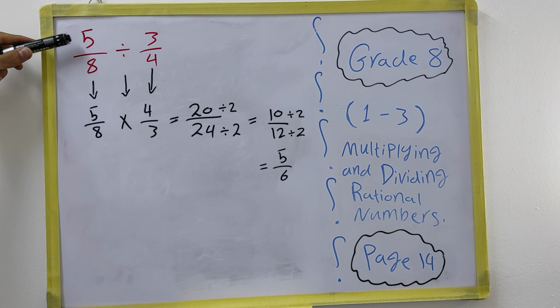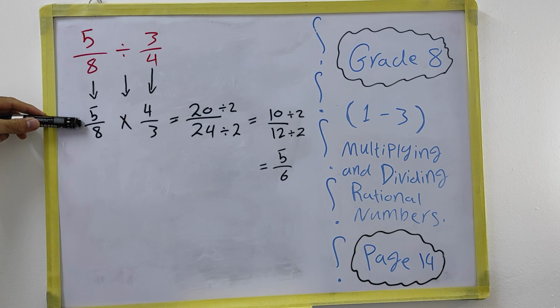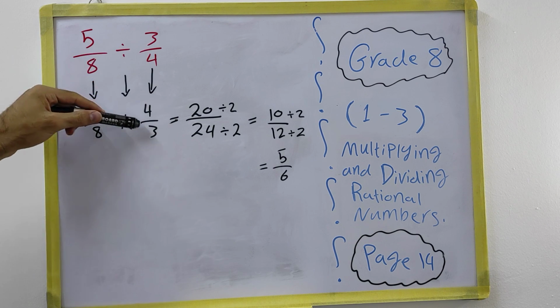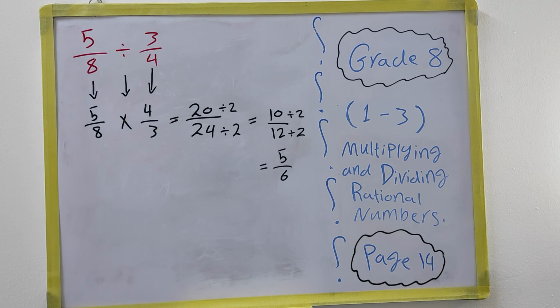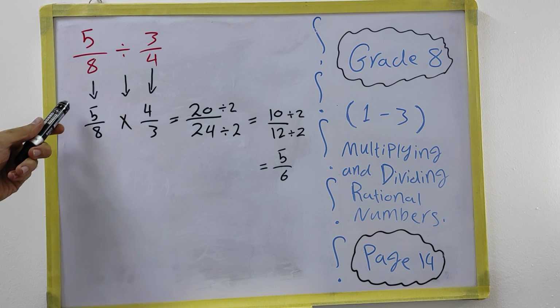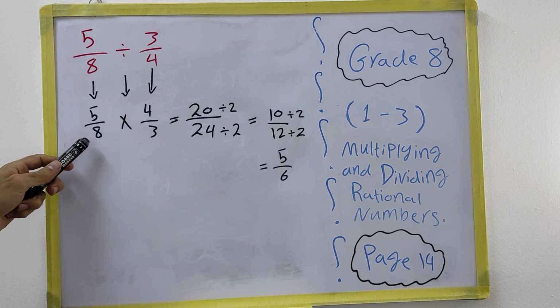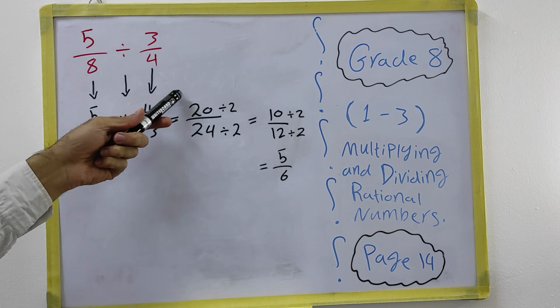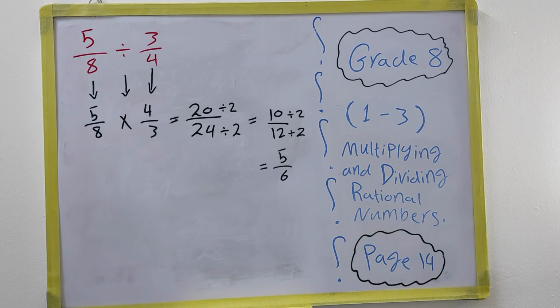Keep in your mind, the first one you keep the same, you change to multiply, you reverse the second one. And always in the multiply, numerator multiply numerator, denominator multiply denominator. At the end, if you can simplify, you do the simplify as much as you can, then this would be the final answer.